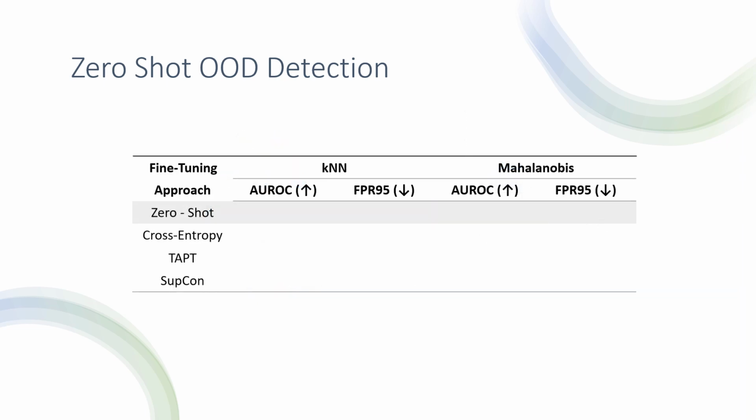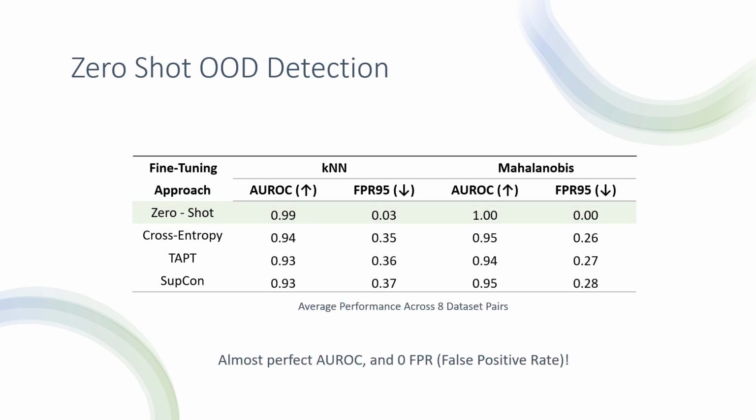We compare our zero-shot approach to fine-tuning with three popular objectives. We also use two powerful distance-based detection methods in our experiments. Lo and behold, zero-shot OOD detection has almost near perfect performance using a pre-trained Roberta model. Furthermore, this approach outperforms fine-tuning with various popular objectives. While this is very promising, why is zero-shot OOD detection so good?